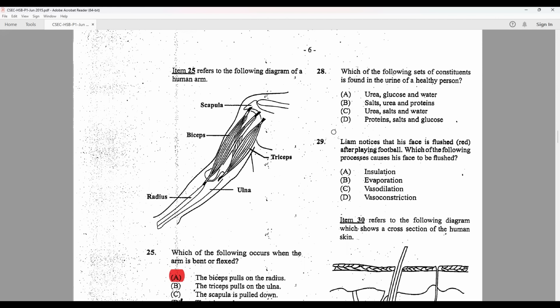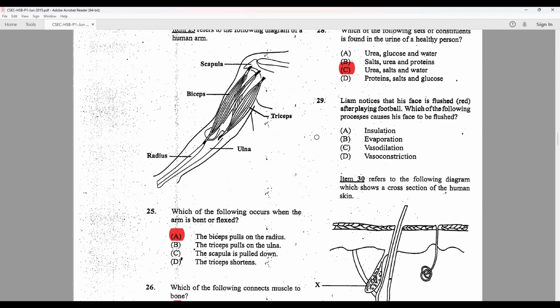28, which of the following sets of constituents is found in the urine of a healthy person? You should have urea, you should have some salts, just trace amounts, and water. So that gives us C. You shouldn't have glucose. That person isn't healthy. That person has diabetes. If you have proteins, you may have an infection or you may have kidney failure. Likewise, D, the person is probably dying. Question 29.